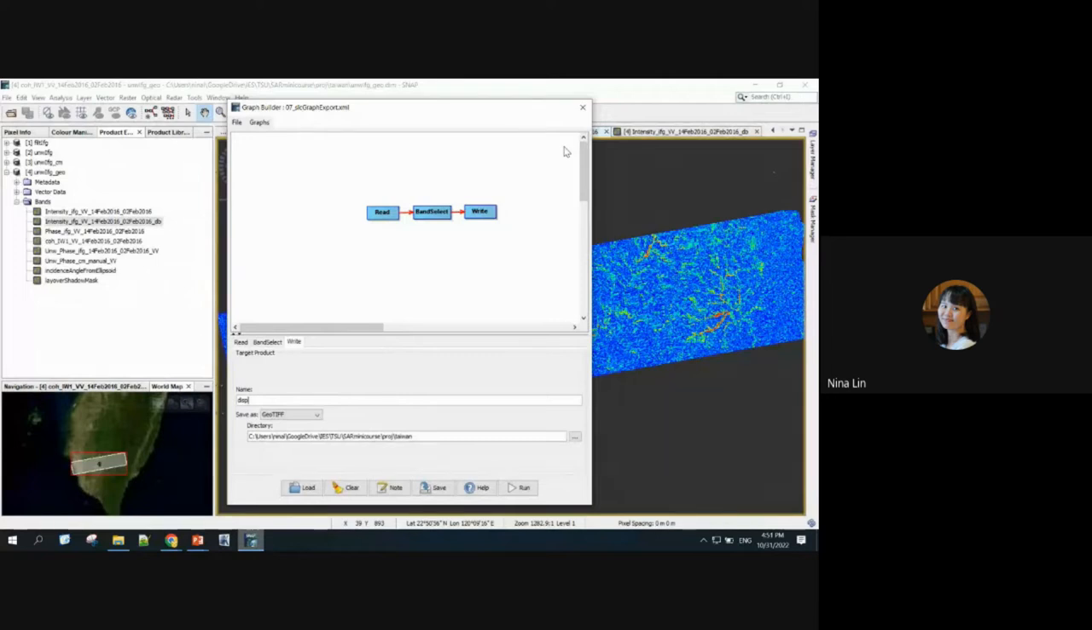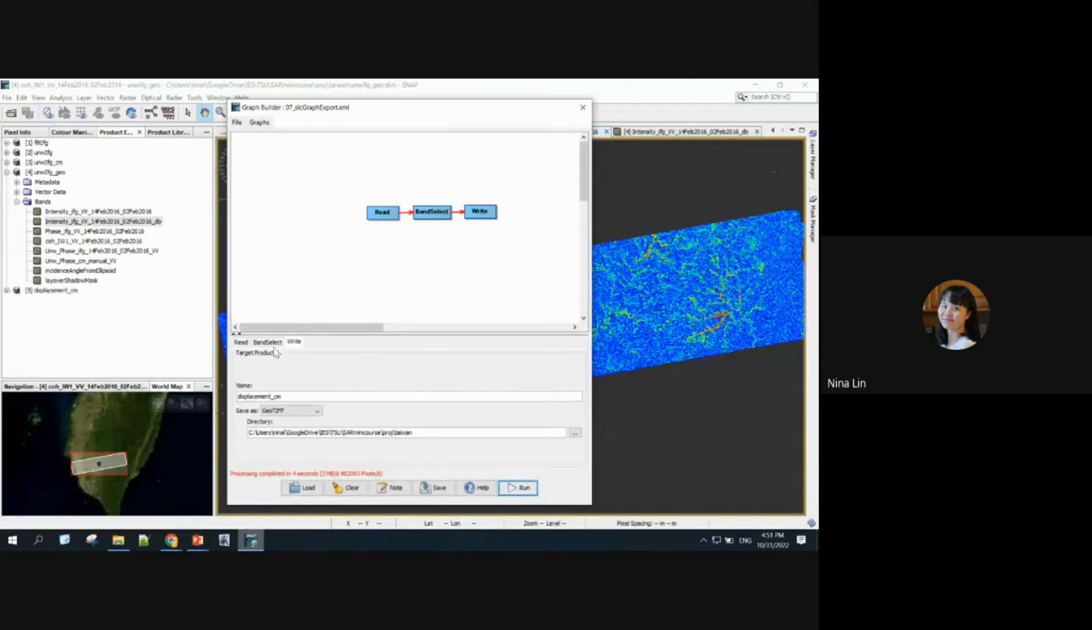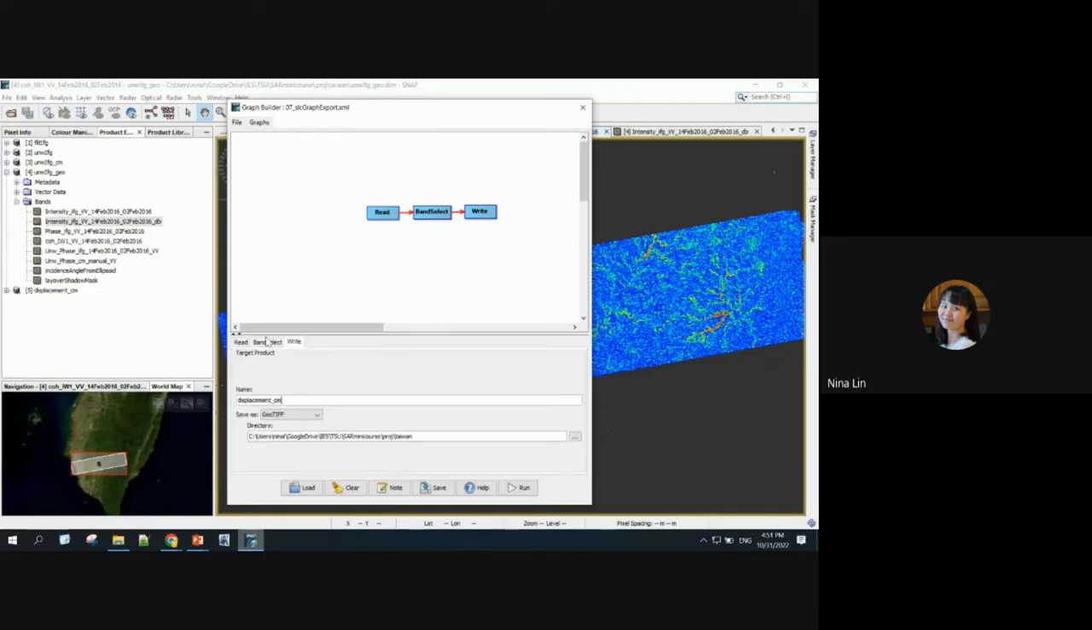And when you write it, you just name it, for example, displacement CM, and you choose one. And as mentioned before, you should also export the coherence. So you choose the coherence band and write it into coherence. Okay, that's the end of the interferometric part. Any questions?